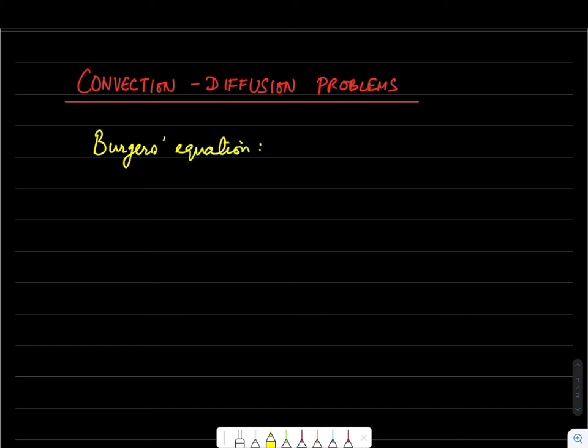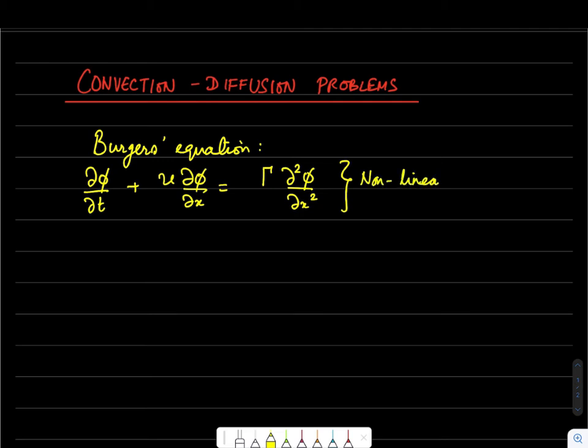which, for a variable phi, we can write as dphi/dt plus u dphi/dx is gamma d2phi/dx squared. So phi is the unknown variable, gamma is the diffusion coefficient, and this is a non-linear partial differential equation, and it's a parabolic PDE.